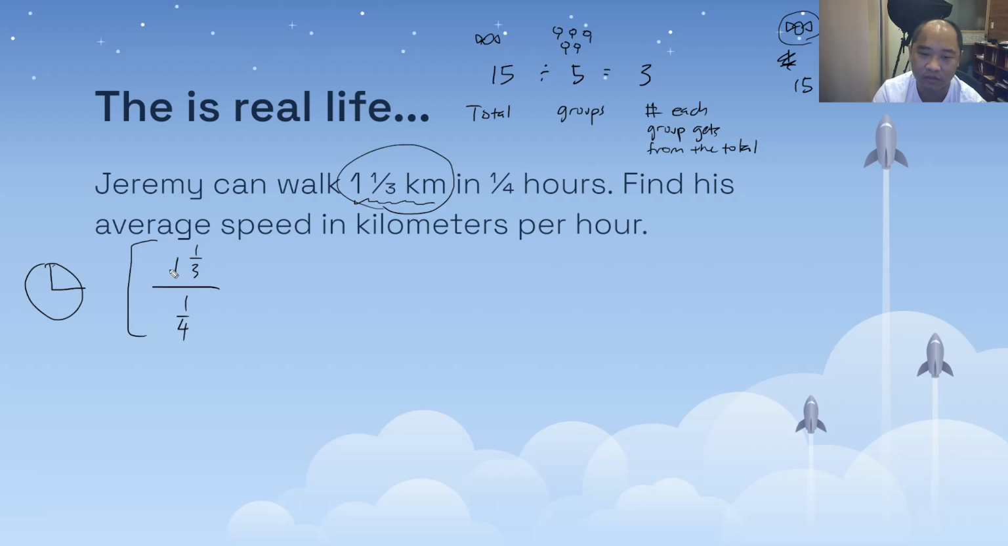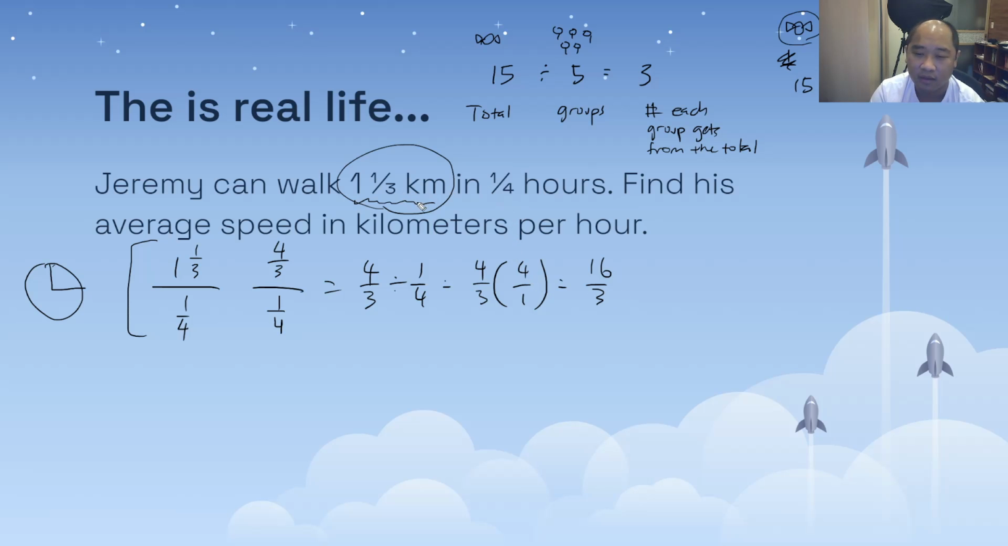1 1/3. So I'm going to convert this number into an improper fraction, because I like it more like that. So this is going to be 4/3 over 1/4, which is the same thing as 4/3 divided by 1/4, which is 4/3 times 4/1, which is 16/3. So are we done now? 16/3 kilometers? I suppose so.